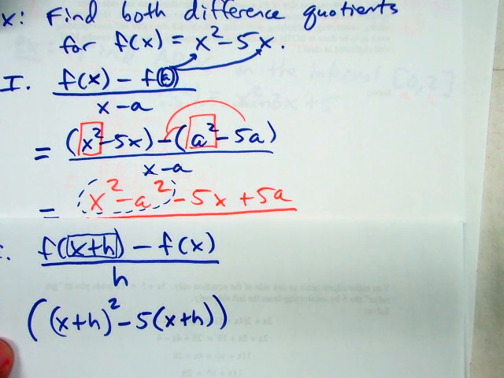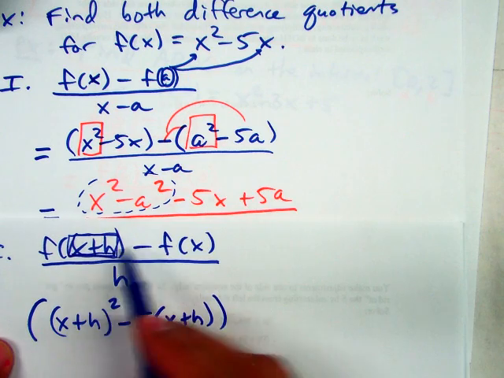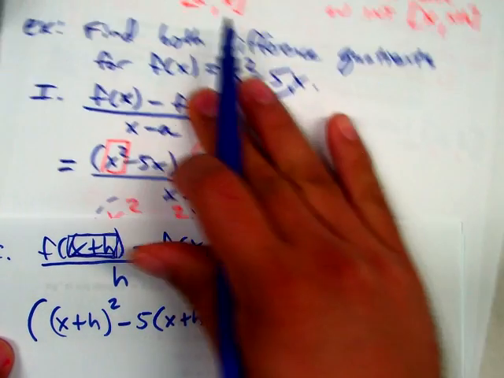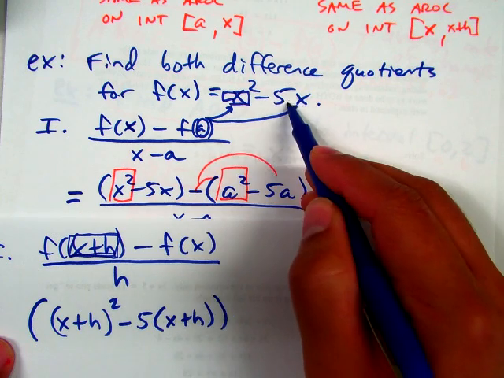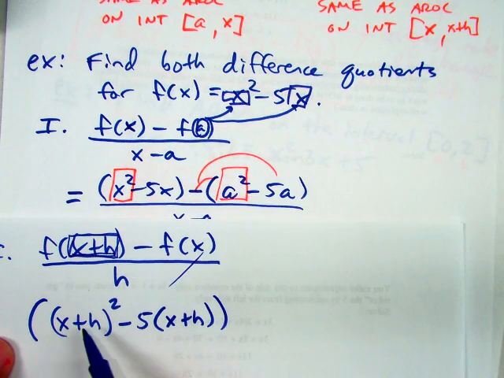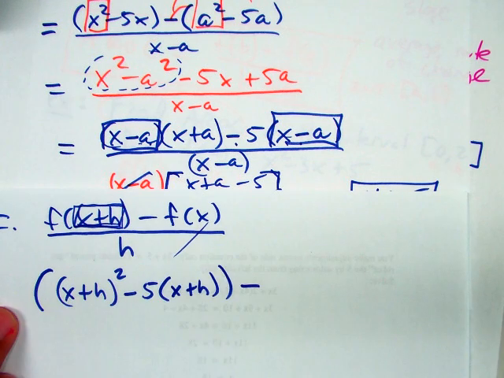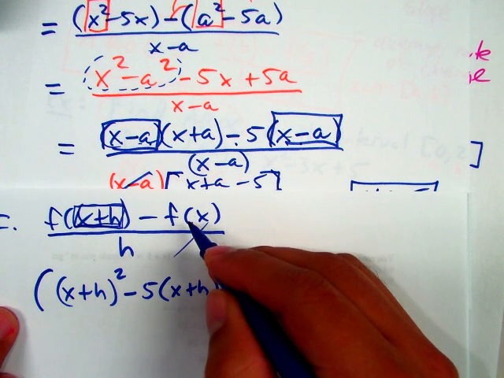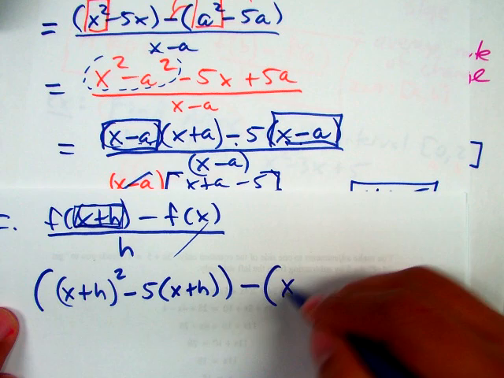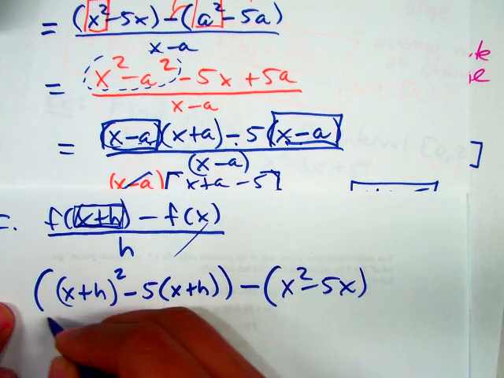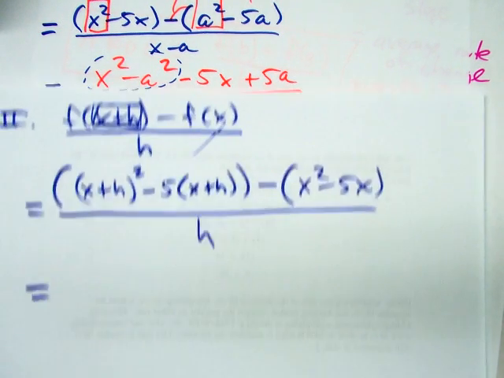Because that's what I'm plugging in. I'm plugging it back into the original function here. So instead of x, I'm replacing it with x plus h. Does that make sense? Minus f of x. This is not anything new. We already know what f of x is. What's f of x? x squared minus 5x. I just write it down, all over h. And then from here, it's just algebra, but you have to be careful.